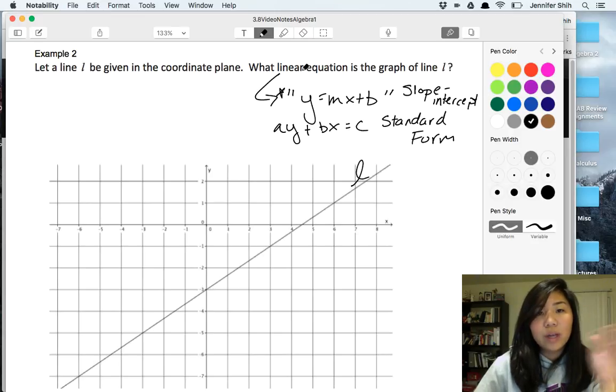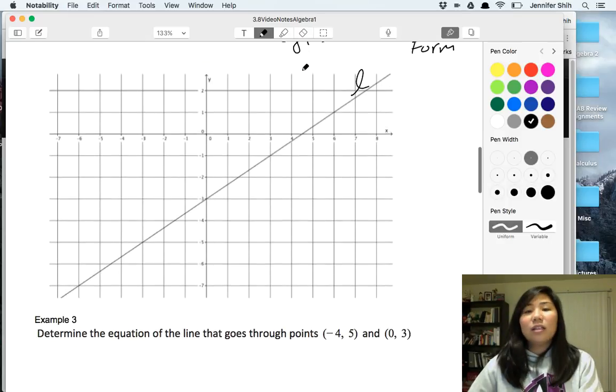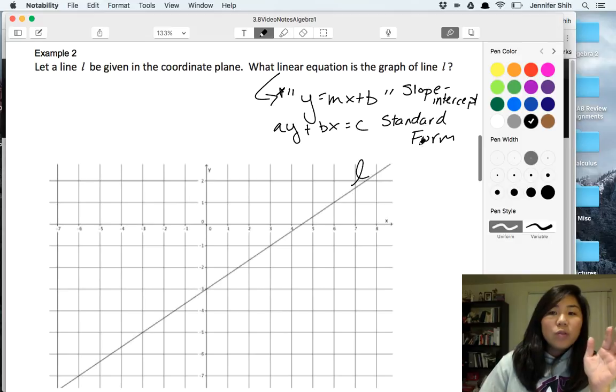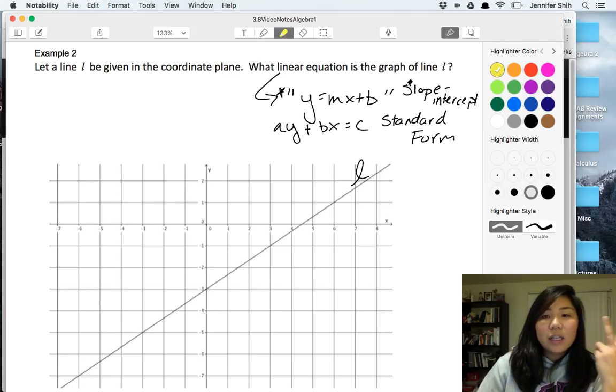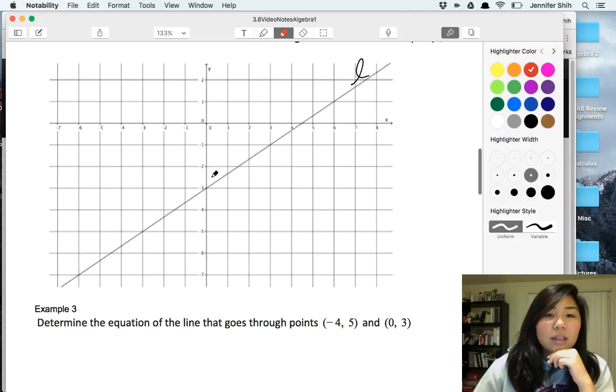So when it says write a linear equation, we're going to write y equals something x plus something, and it's going to be for L. How do we do that? If we're going to use slope-intercept form, we need exactly two things. We need a slope and we need an intercept. So let's go find our slope and our intercept. Let's find our intercept first.